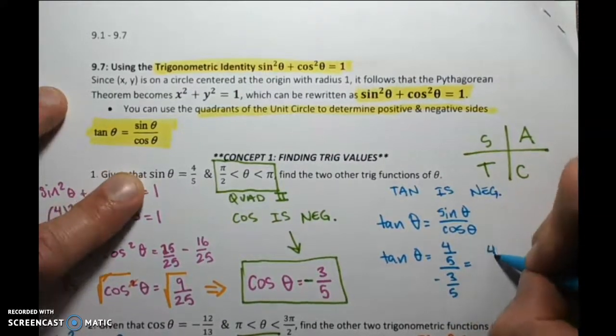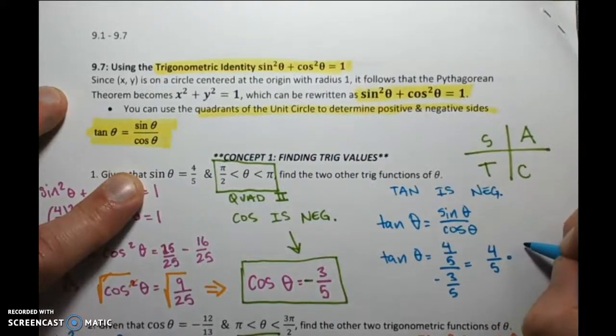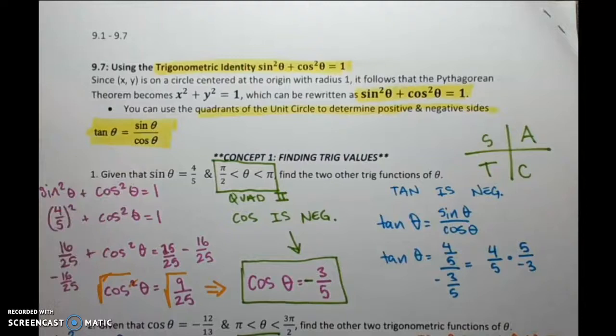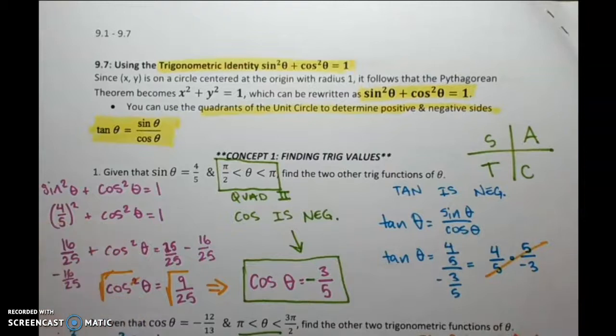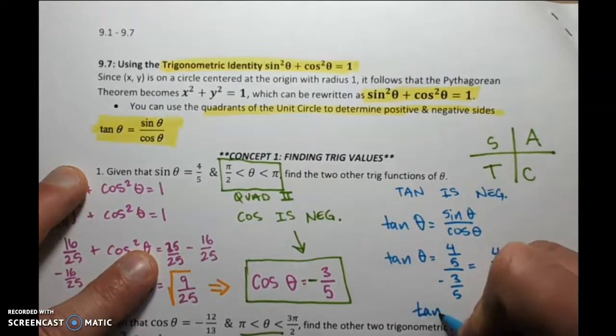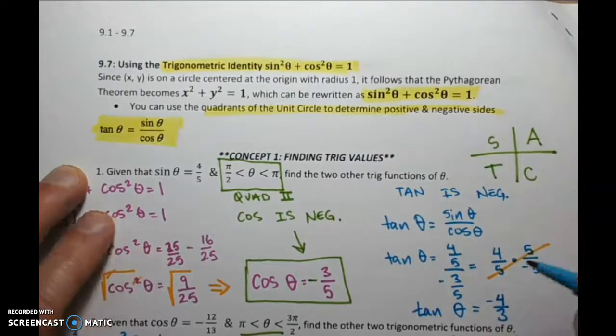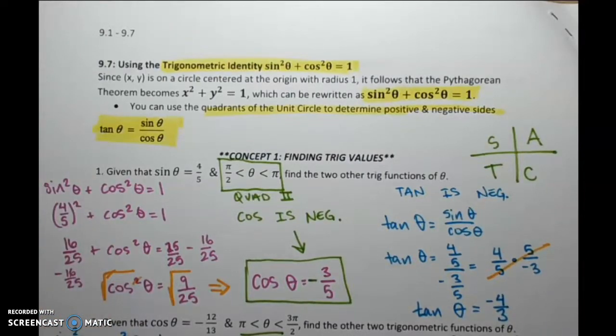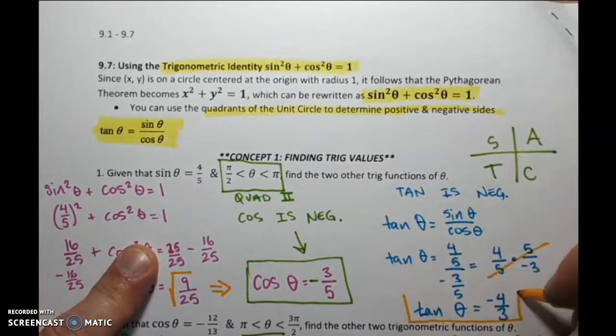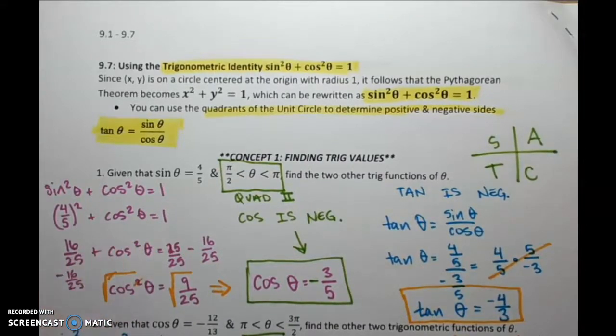If I go ahead and do copy dot flip, I get 4/5 times 5 over negative 3. And if I cross cancel, I get negative 4/3. So tangent theta equals negative 4/3. I just like the negative sign on top, generally. Alright, and there we go. Tangent theta equals negative 4/3. Cosine theta equals negative 3/5. And those are my two solutions.